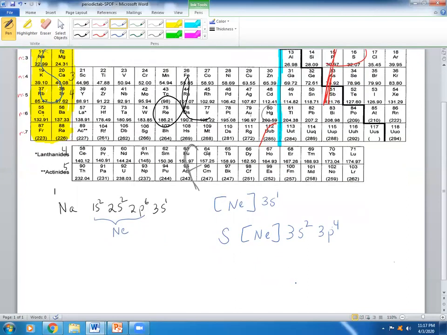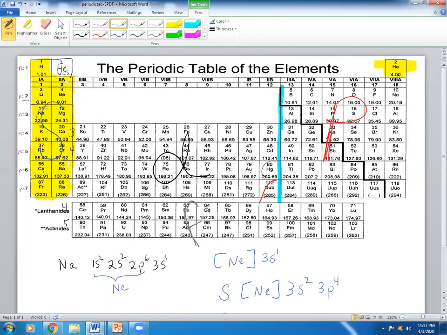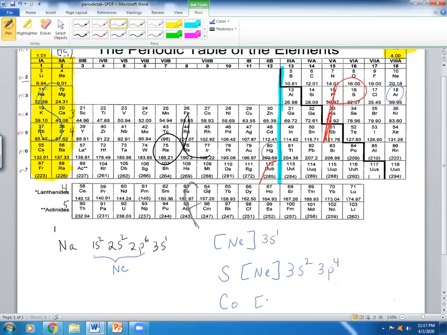elements, transition metals. So if I do cobalt right here, I say, okay, Co. Let's look at the last noble gas. Move backwards, and it's argon. So what I do is I put that in brackets. And then I write what's left over. 4s2. And then 3d, 1, 2, 3, 4, 5, 6, 7. 3d7.